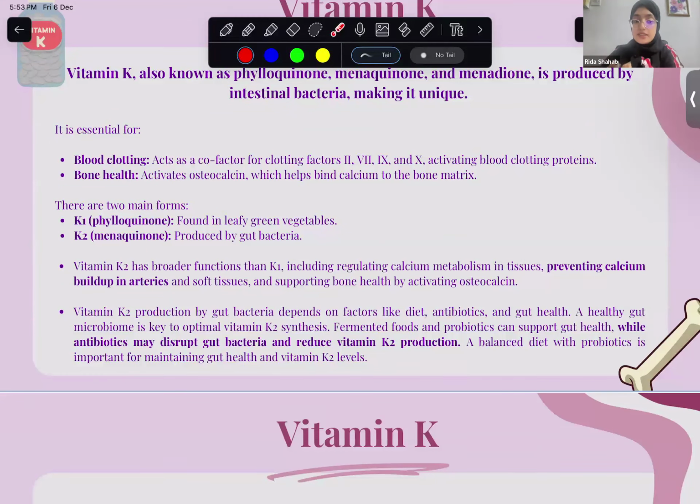There are two main forms of vitamin K. We have phylloquinone and menaquinone. Phylloquinone is called K1, and menaquinone is called K2. Phylloquinone is found in leafy green vegetables. K2, which is menaquinone, is produced by our gut bacteria. However, vitamin K2 has broader functions than K1, which is obtained in the diet, okay?